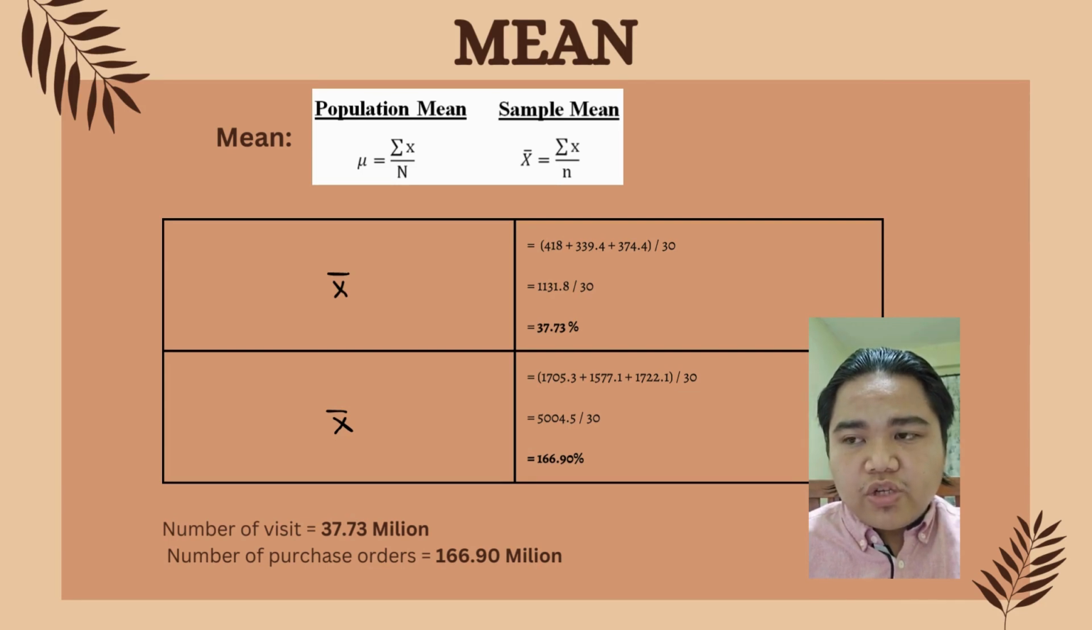In answering this question, I will use x bar, the sample mean symbol. First of all, we need to total all of the data for the metric, and then divide it by the number of data points, which is 30 e-commerce sites. My number of visits is 37.73 million, and the number of purchase orders is 166.90 million. We can see the number of purchase orders is higher than the number of visits.